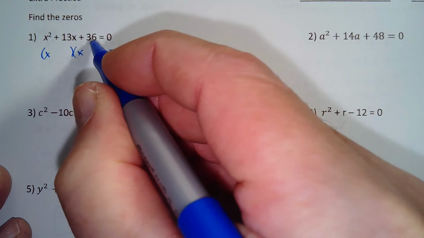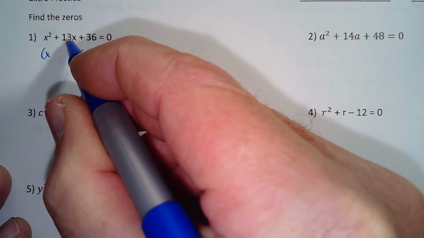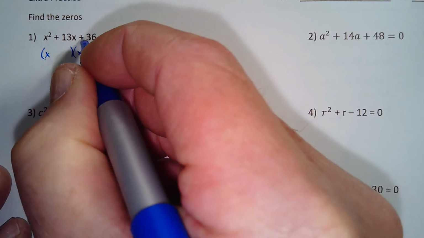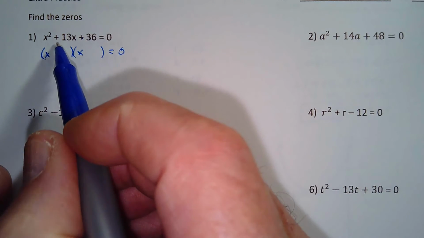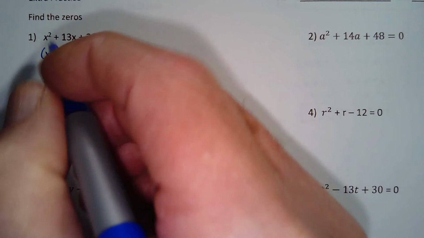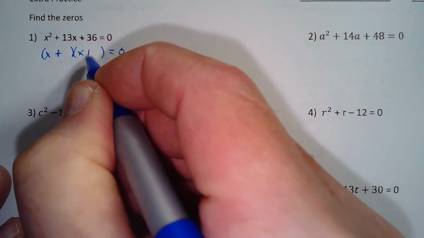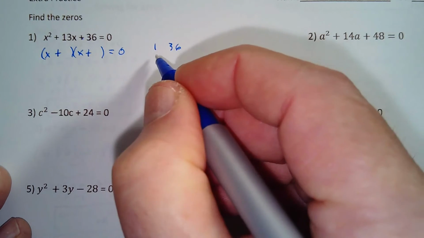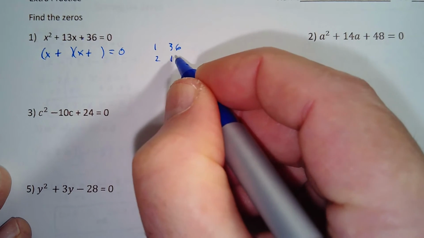What times what makes 36 that adds or subtracts to 13? So I look at the sign of the 36, it's positive, and then I look at the sign of the middle term, it's positive, so that tells me both have to be positive. And then I'm looking, is it 1 and 36 that makes 13? No. How about 2 and 18?